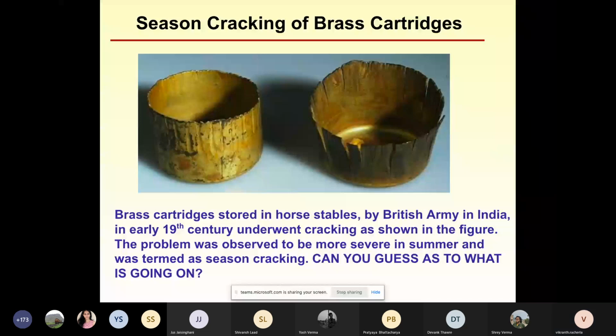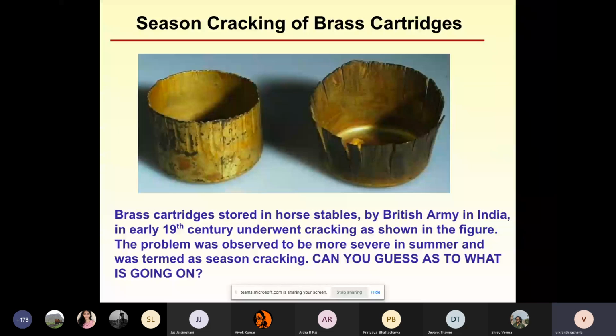So what do you think would be different in summer? Maybe the reaction rate of ammonia with the metal. No, it's a little bit. You're talking about diffusion of ammonia. The ammonia will be more volatile in the summer season, so it will diffuse more. Very good. That is the point. So if you take urine, it has a boiling point, right? Meaning the ammonia is coming out of urine.